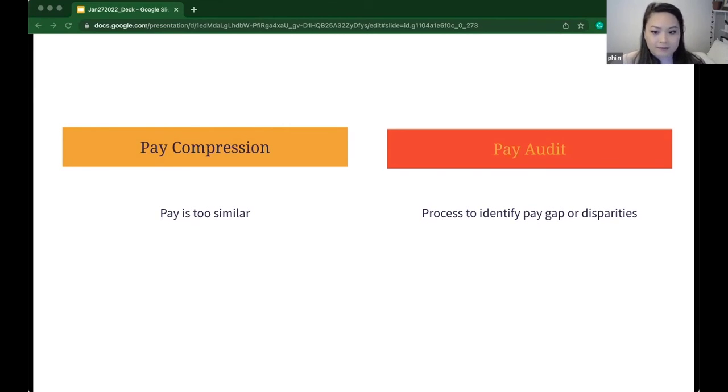Okay, and pay audit. Pay audit is the process used to identify pay gaps or disparities. There are different companies that offer these services too, that we could make recommendations on down the road. And it's best practice to conduct a pay audit at least once a year, if not twice a year.